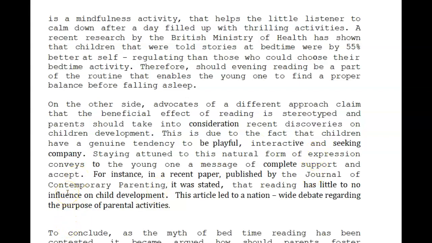"For instance, in a recent paper, published by the Journal of Contemporary Parenting, it was stated that reading has little to no influence on child development. This article led to a nationwide debate regarding the purpose of parental activities." No comma after paper, and no comma after stated. Okay, so here I feel like you have misunderstood what is expected of you in this paragraph. And I also see that you have left out one of the important elements of this task.